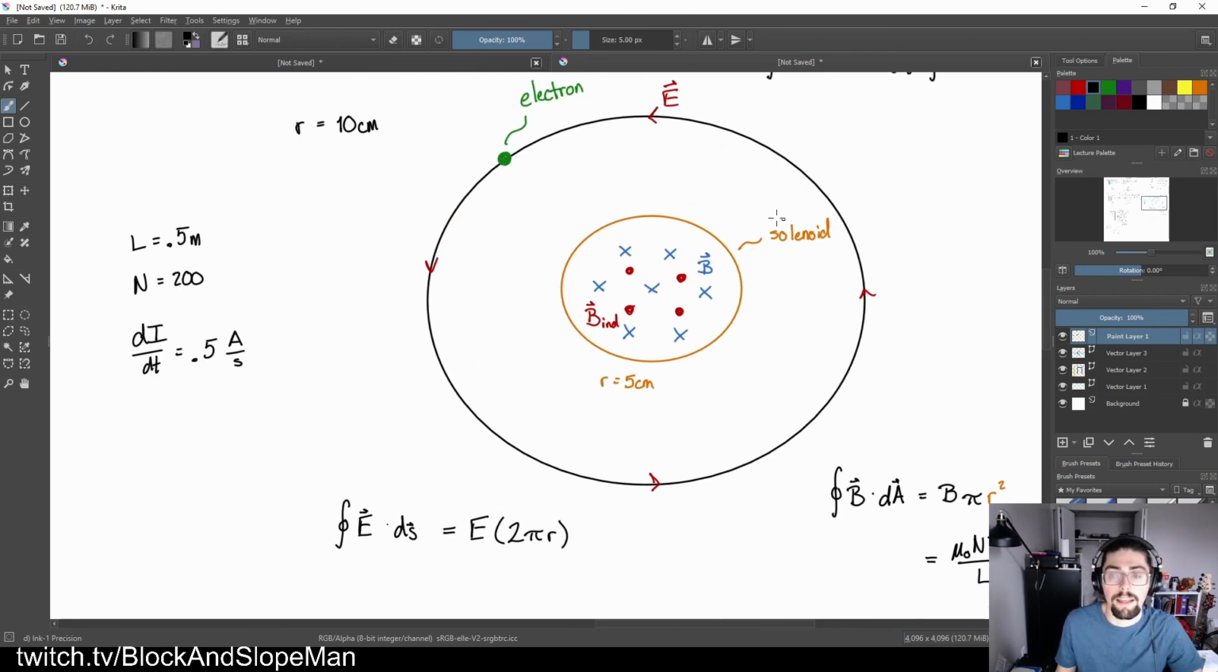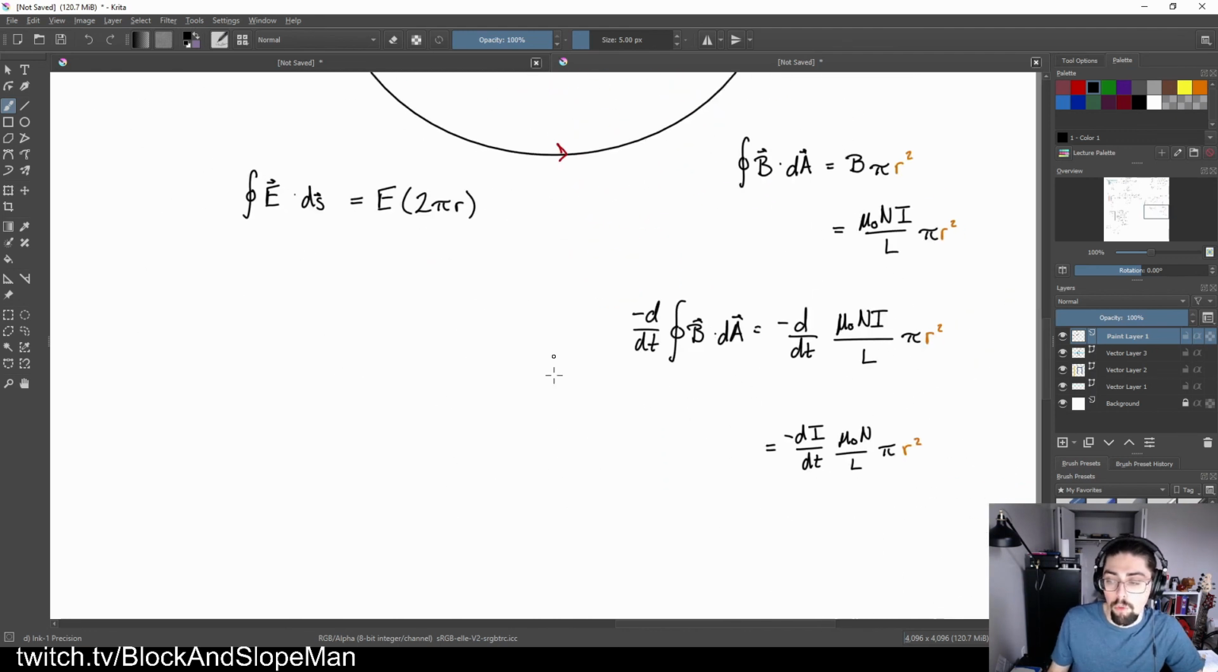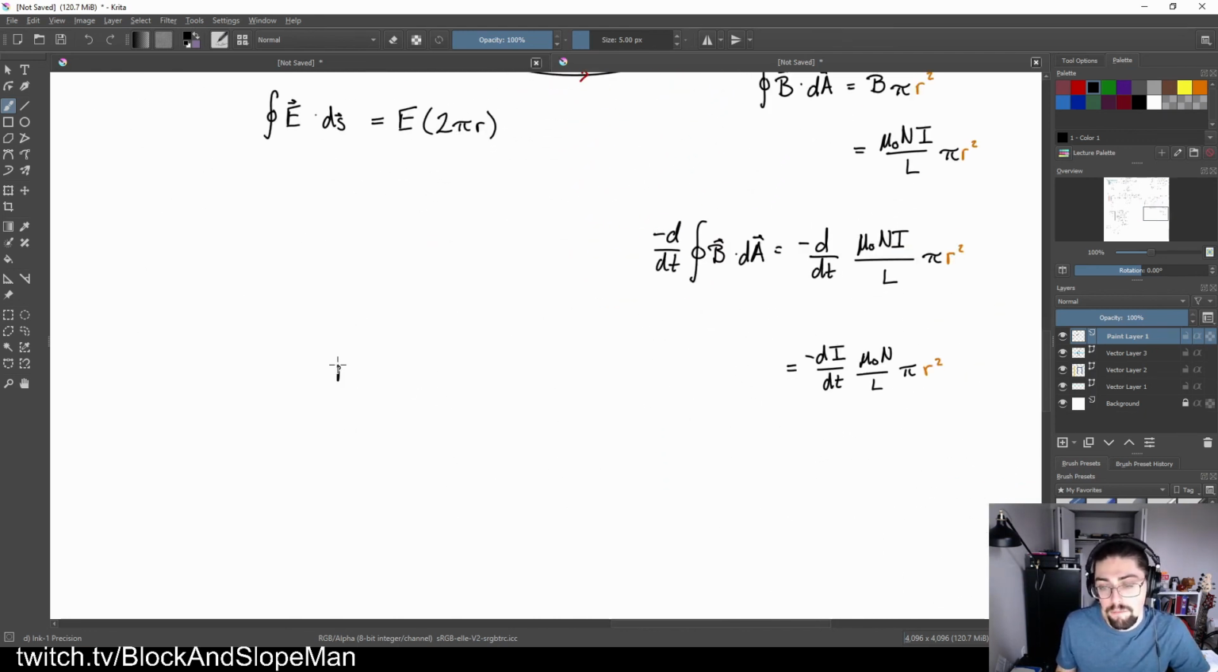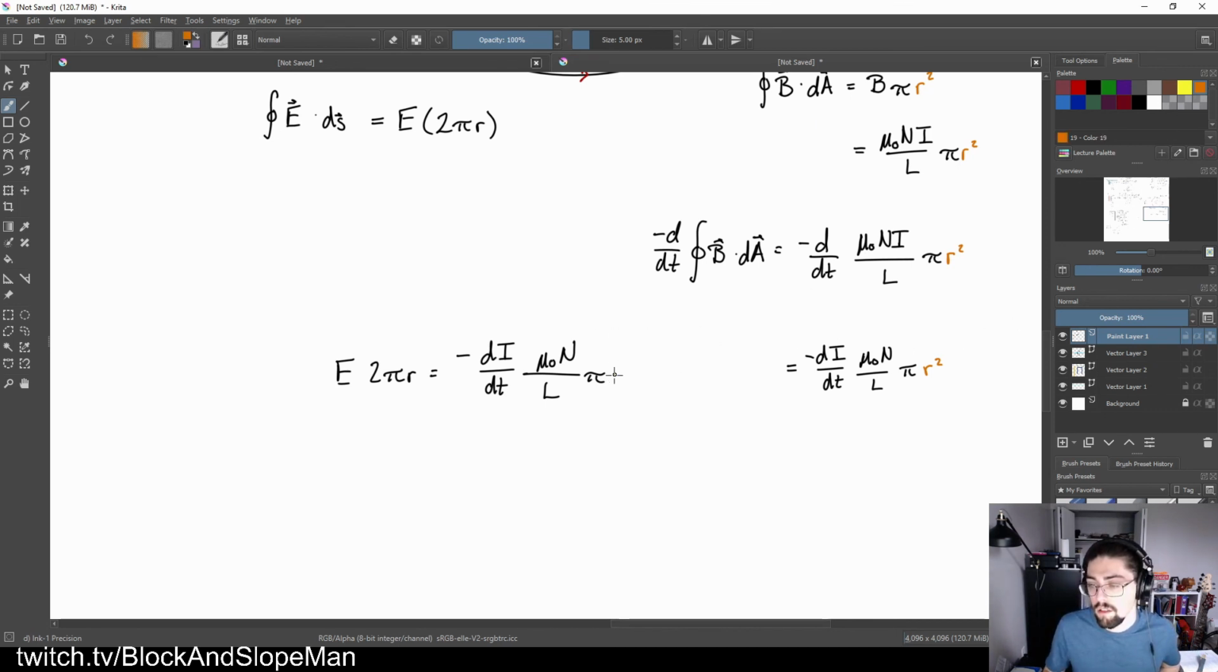That's why r is in black, the 10 centimeters. So let's put these terms together at the very end. E 2 pi r is equal to negative di dt mu naught n over L pi orange r squared.